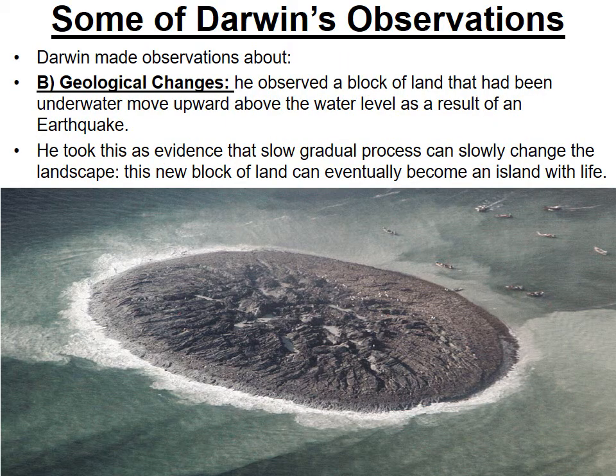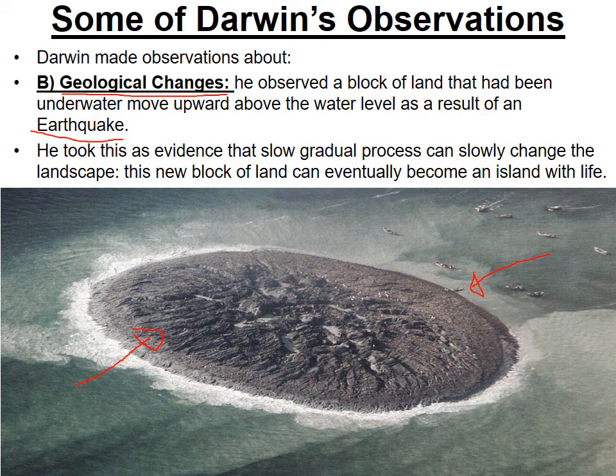Another set of observations Darwin is making is about geological changes. He noticed that landforms can change. You can have islands develop where there weren't islands before. So he noticed a block of land come out of the water, move upwards, over time because of an earthquake that happened.